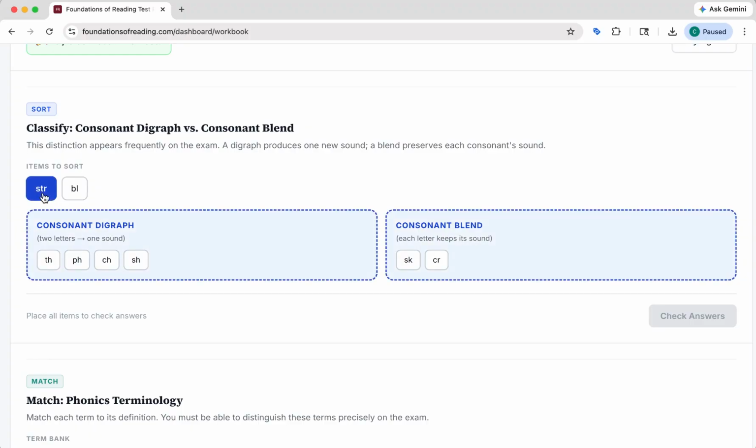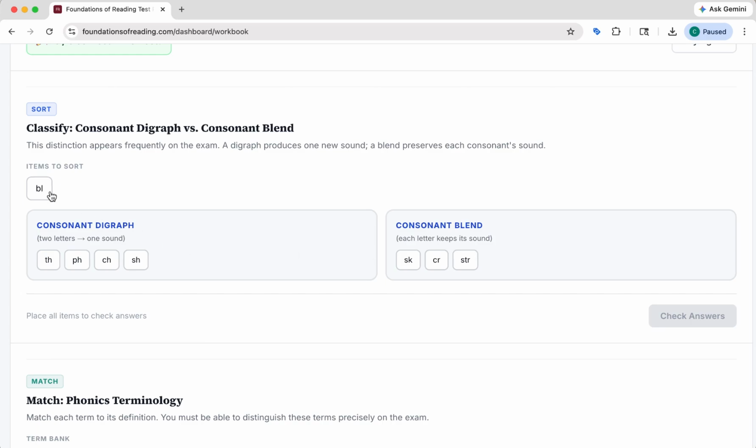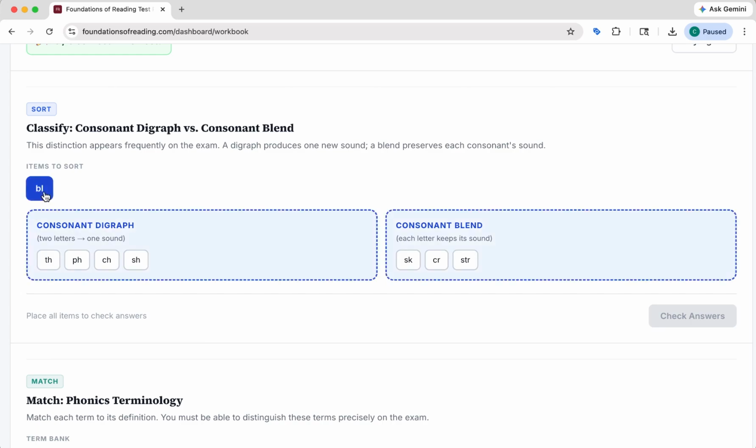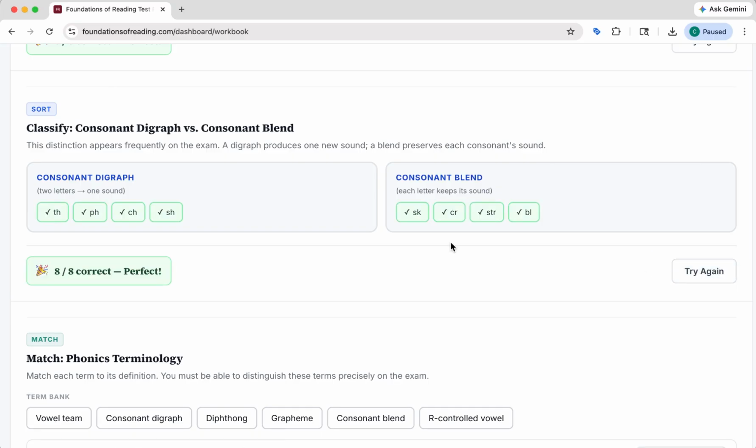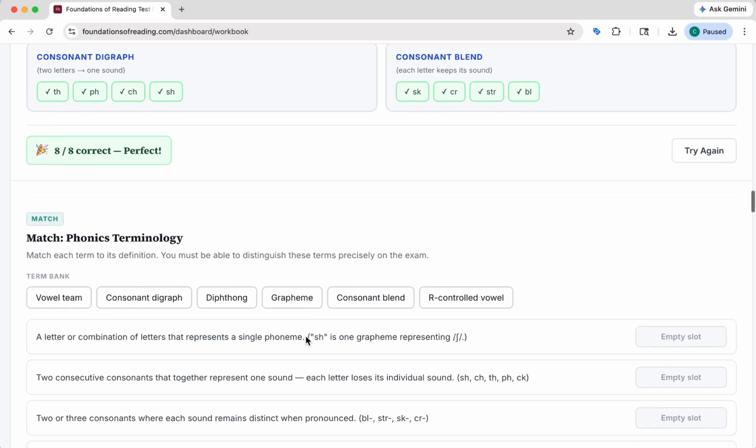STR, street. We can hear all of the letters. They keep their own individual sounds. And the BL is a blend. And we can see that there is the BL inside the word blend. All right, now let's check it. And we are good to go.